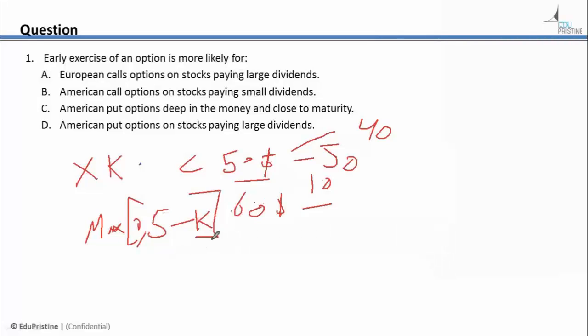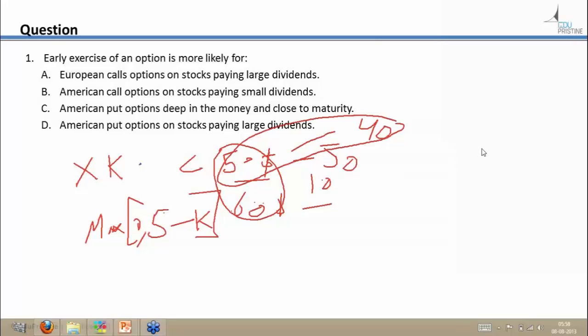Now this is intrinsic value. If you have a positive intrinsic value, this is called in the money, that you are already making some money. If it is negative, so actually it's 0, it is called out of the money, that you need extra movement to make it.